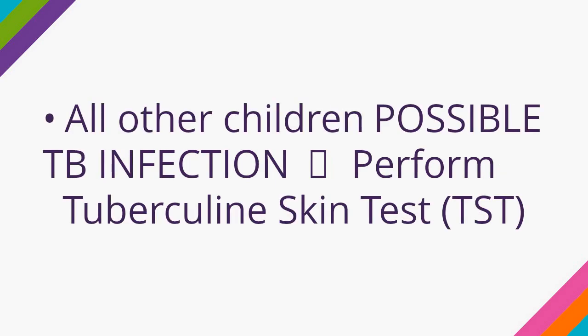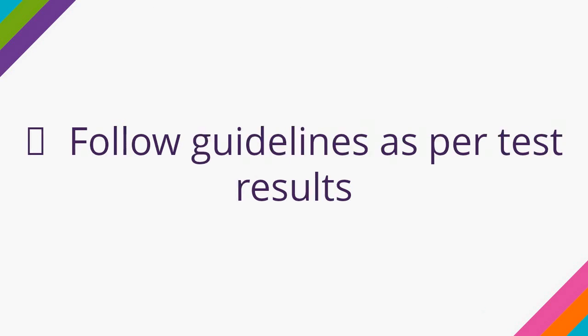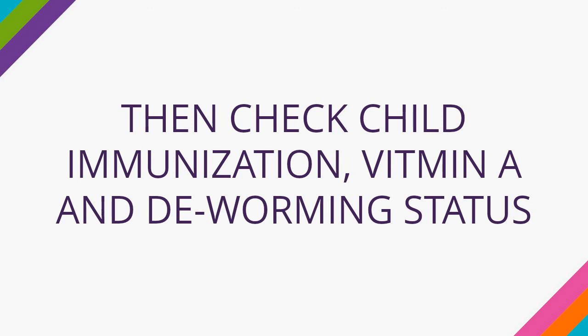Then the other third yellow under TB is all other children. Okay, so all other children under the sign, then possible TB infection here. That is the classification. So identify treatment here is performing the tuberculosis skin test, following up in 2 days, and follow guidelines as per test result. So under classification of this third yellow under TB, we are saying all other children is a sign, then possible TB infection, and here, to identify and treat, you have to perform the tuberculosis test and follow up.